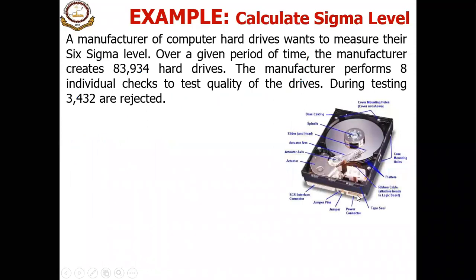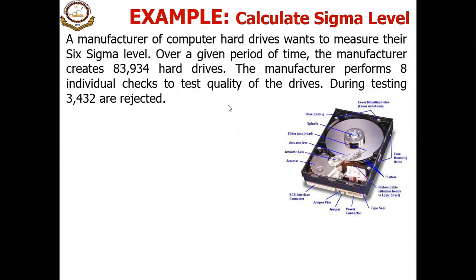So let's take another example from the manufacturing sector. In this example, they are saying that we are producing 83,934 hard disks, and the manufacturer performed 8 individual checks. So 8 individual checks mean there are 8 different quality checks. So 8 is the number of opportunities, the number of ways you are identifying a defect in a product. Based on that, we are rejecting the hard disk. So how many hard disks have we rejected? That means how many defects have we found?